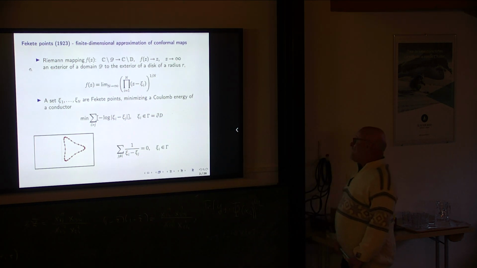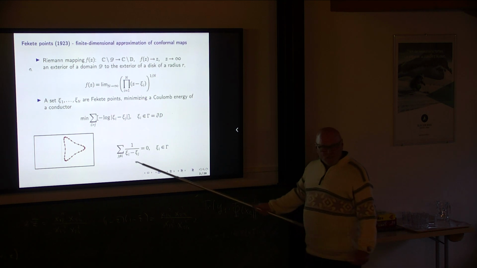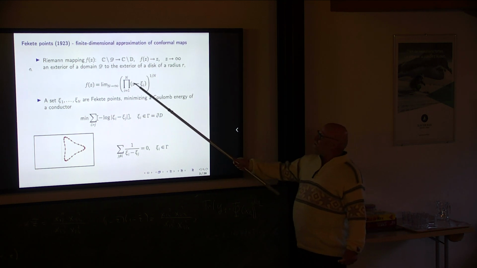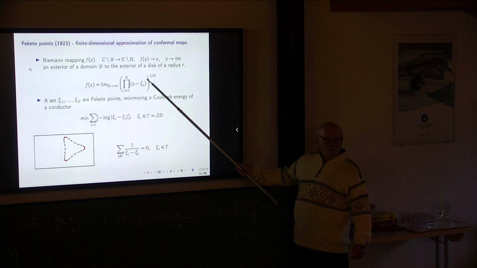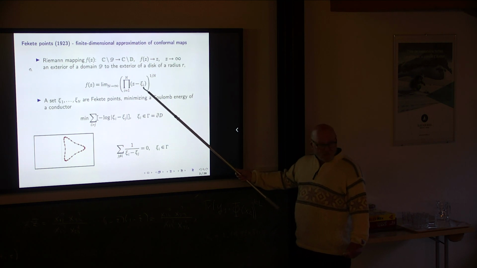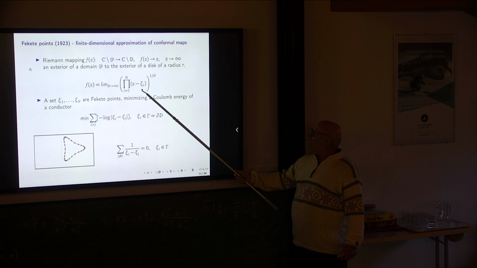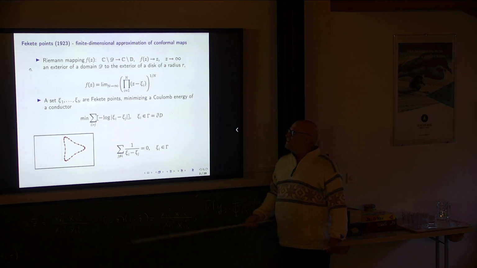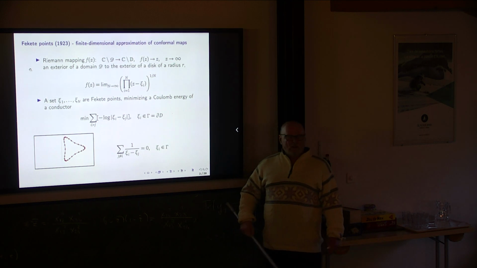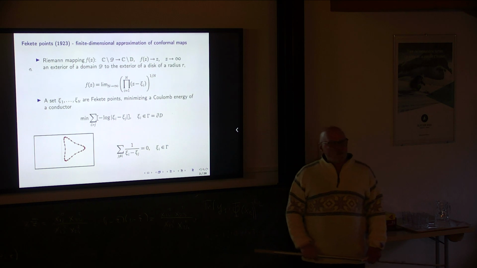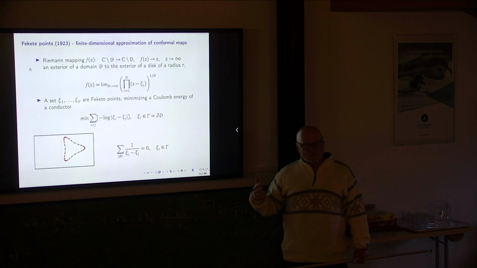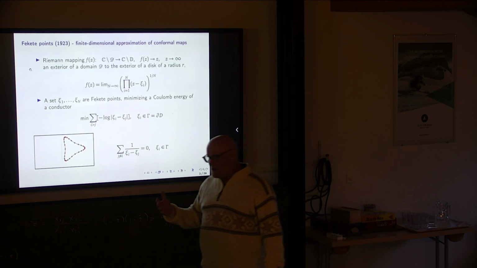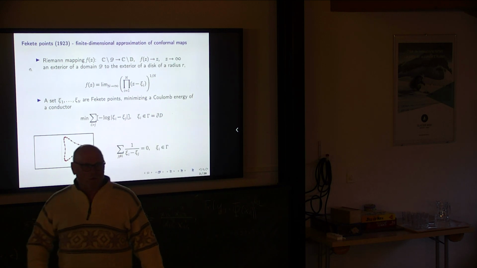Okay. Once these points are found, we may consider a polynomial whose roots are the Fekete points. Take the 1 over n power of it, send n to infinity, and the convergence is uniform, and that will be the conformal map.